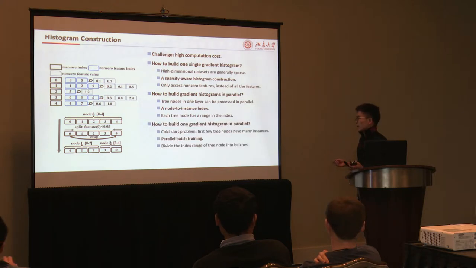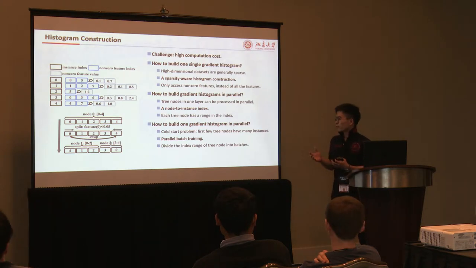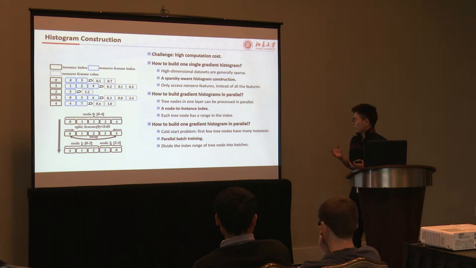We further study how to build one gradient histogram in parallel. The motivation is that the first few tree nodes in a tree have many instances. For example, the root tree node has all the training data. To address this problem, we propose a parallel batch training method. Since each tree node has a range in the node-to-instance index, we divide the range into batches and process mini-batches in parallel.